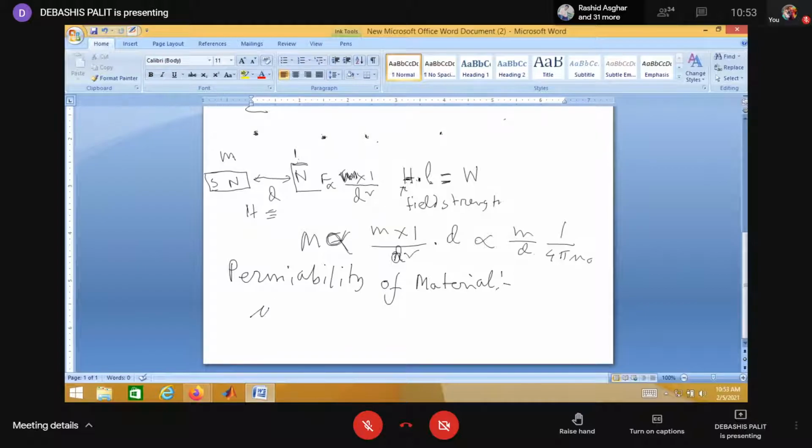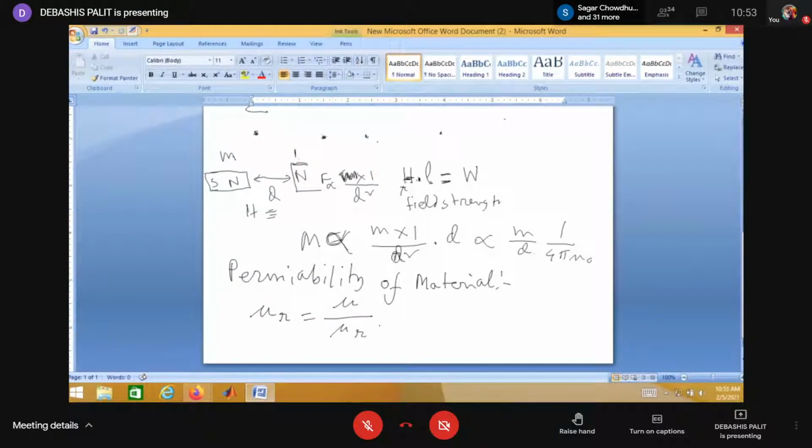Firstly you define the relative permeability, that is equal to the actual permeability mu divided by mu zero. So mu is equal to mu zero into mu r. The absolute permeability is the permeability of air or vacuum medium, defined as 4π × 10 to the minus 7 Henry per meter. For air, relative permeability is 1, because this actual permeability is for air, that is nothing but the absolute permeability. So mu r for air is 1.